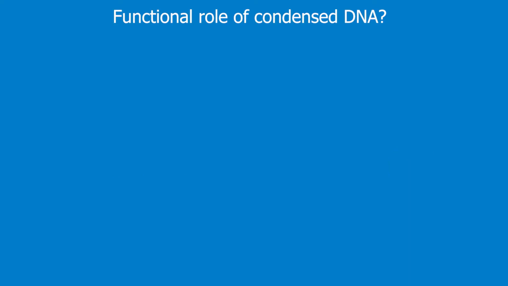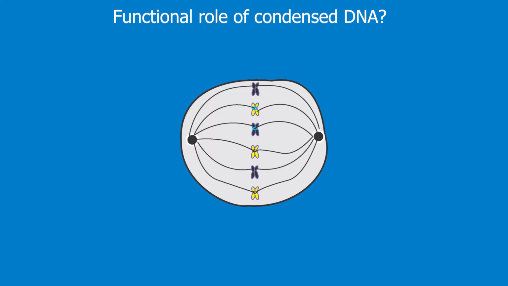The degree to which DNA is condensed varies throughout the cell cycle and plays a functional role in different processes. For example, DNA is in its most compact form during metaphase of mitosis, which is essential for proper alignment of chromosomes along the metaphase plate.